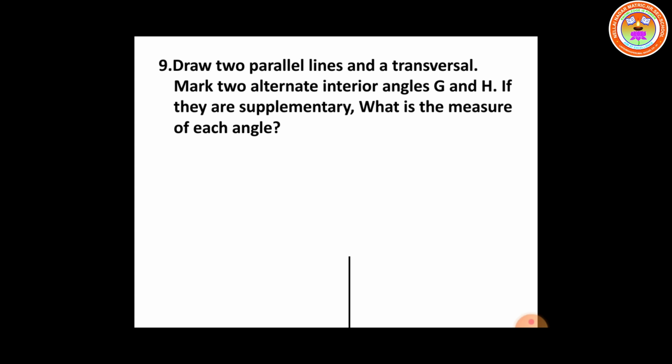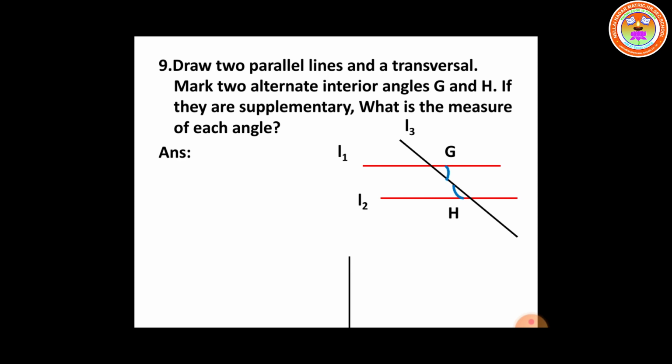Next, draw two parallel lines and a transversal. Mark two alternate interior angles G and H. If they are supplementary, what is the measure of each angle? First one, we have to write that one. L1 and L2 are parallel lines. L3 is a transversal line. We are going to form the angles G and H, that is, alternate interior angles G and H.